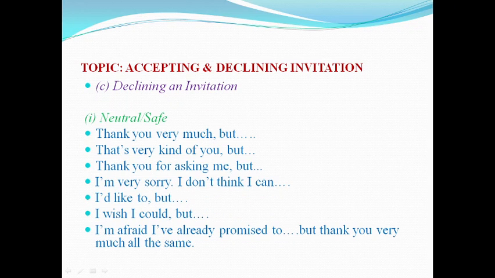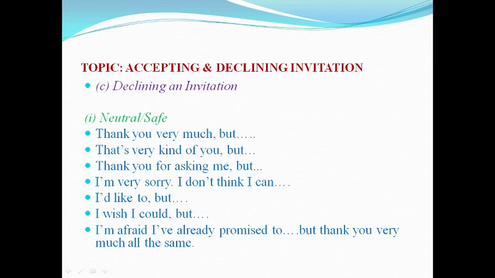Friends, the next subtopic of our discussion is declining an invitation. How to decline an invitation is also a kind of skill. We should be very tactful in declining invitations, because a person who invites you hopes a lot that you will come and join the special occasion for which he is inviting you.